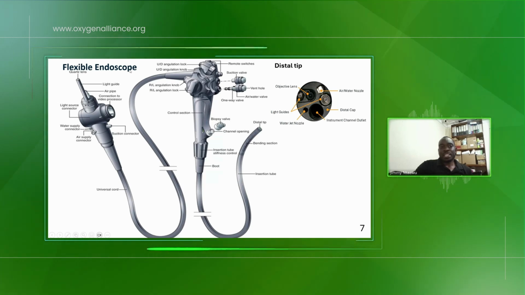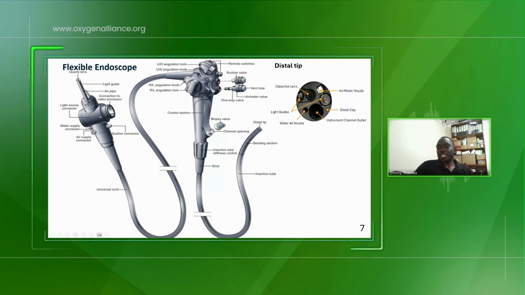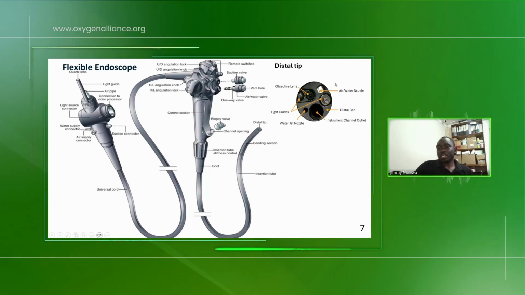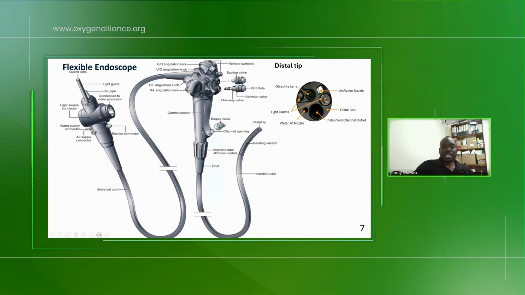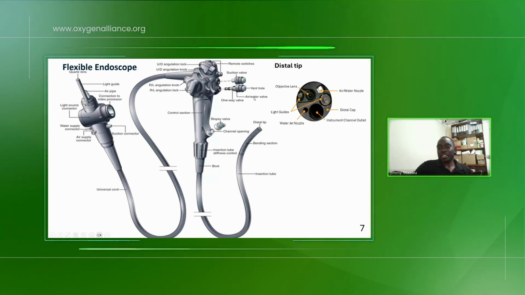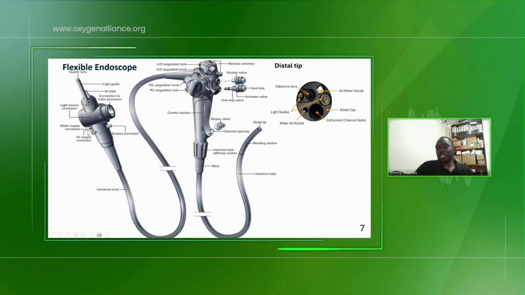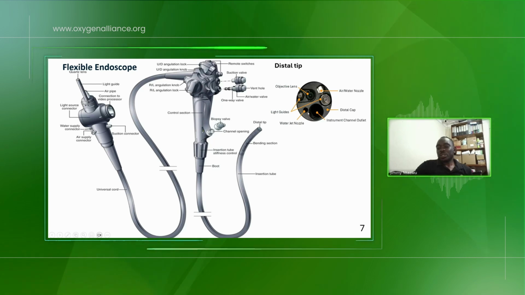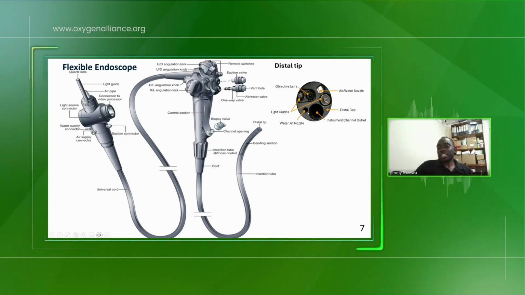These ones just transmit light all the way from the processor or the light source up to the light guides until the light comes out. We have the air water nozzle. The air water nozzle follows the valve, and also follows the bottle which we connect on this side, plus the pump which is in the machine. We have the water jet nozzle. This one is connected to the irrigation pump.